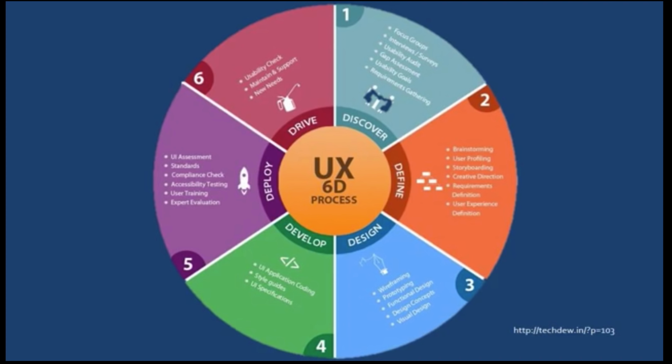We had 6 E's before, now we've got 6 D's. UX is a 6D process that starts with discover and then define and design and develop and deploy and drive. So these are quite small, so I'll read out a few of these. Up here under discover, it's things like user research, doing focus groups or interviews or surveys, requirements gathering. Defining is here about storyboarding and brainstorming and defining your requirements and user experience. And then design, you get prototyping activities, wireframing, mock-ups here.